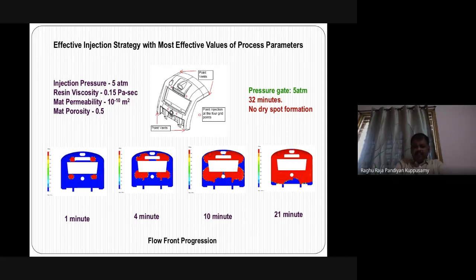And the effective injection strategy, as told earlier, is 4 vents at the corners and 4 injection ports at the grid points. With the pressure at 5 atmosphere, we got a fill time of 32 minutes, and there is no dry spot formation. The flow front progression is shown for different times: 1 minute, 4 minutes, 10 minutes, as well as 21 minutes. You can see how the flow front progresses because of this resin injection.